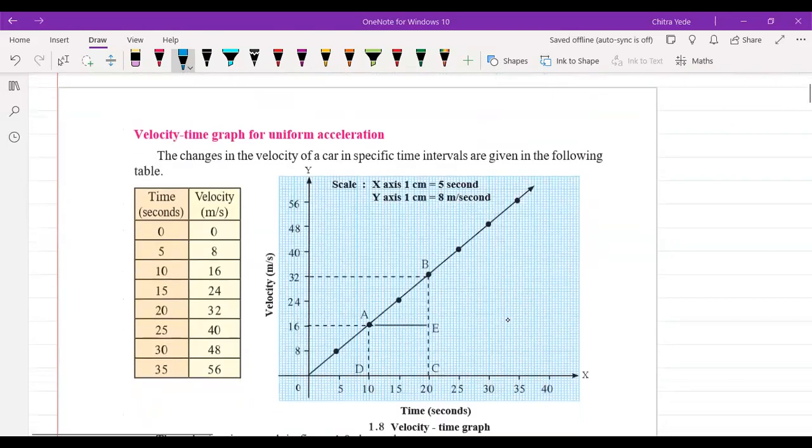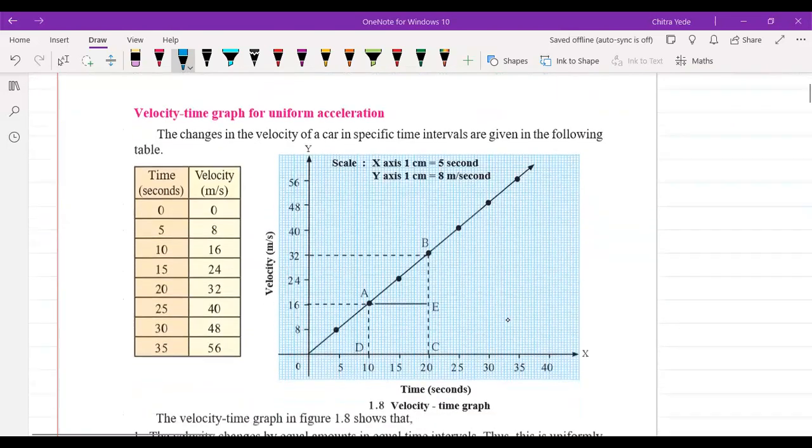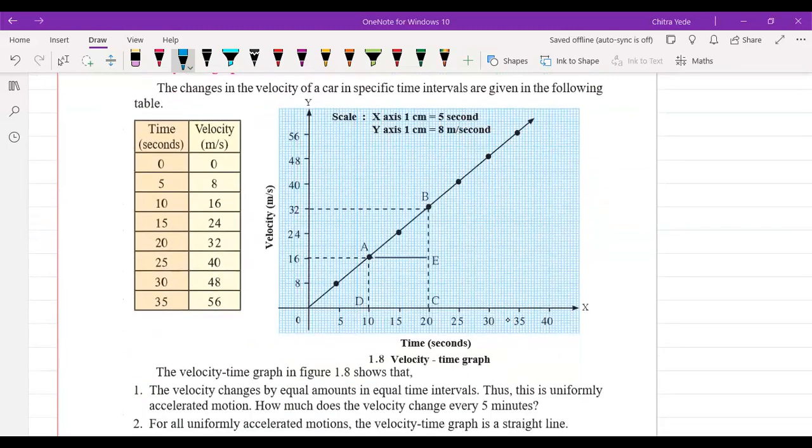Next. Velocity time graph for uniform acceleration. If acceleration is there, that means velocity is changing, whether it increases or decreases. If it increases, we must have a positive slope. See here, at the first instant, velocity is 8 meter per second. At the second instant, velocity becomes 16 meter per second. At the third instant, it becomes 24 meter per second. At the fourth instant, it becomes 32. So each time it increases by 8, right?